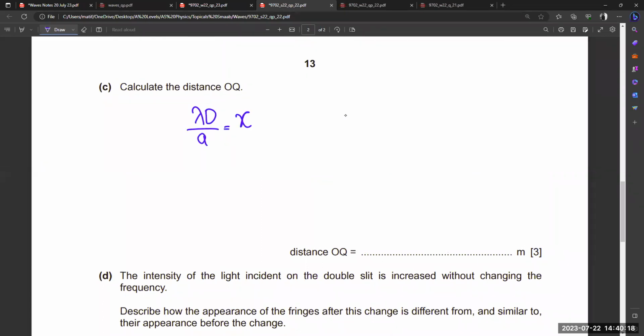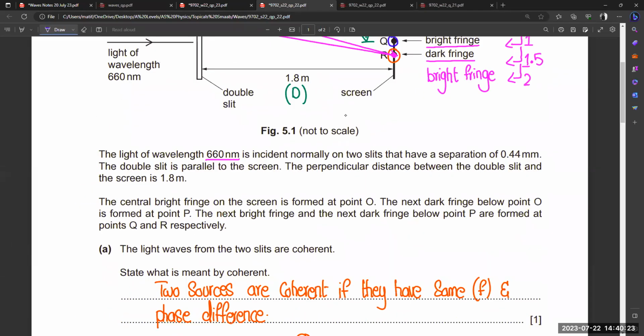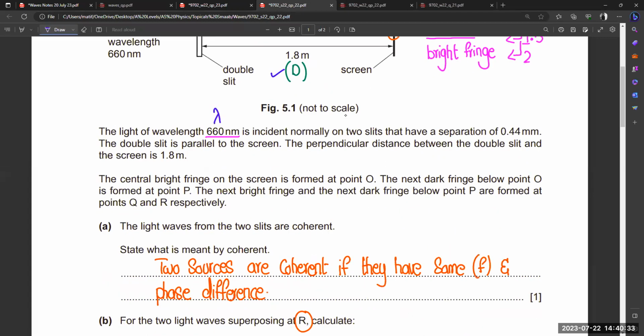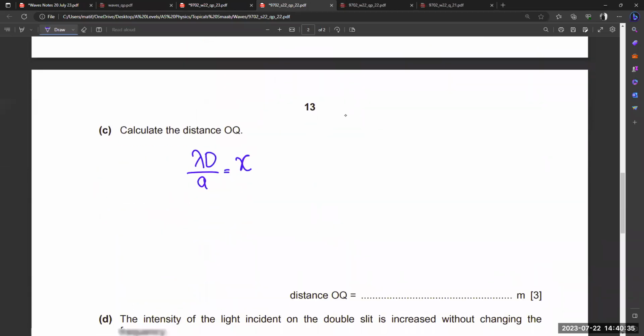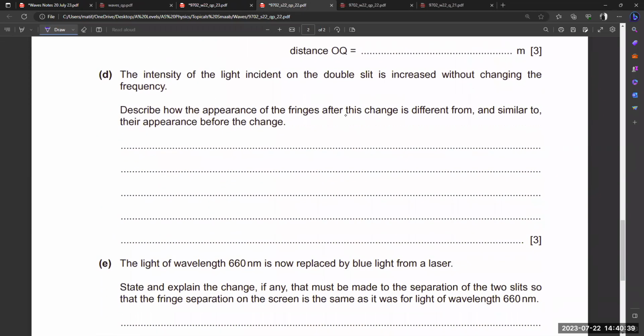So you just need to substitute the values. All values are in your question. Lambda is over here. D is mentioned in the question. And A is also given in the question, right? So you may just solve it by yourself. Okay. Any confusion? No, it's good.